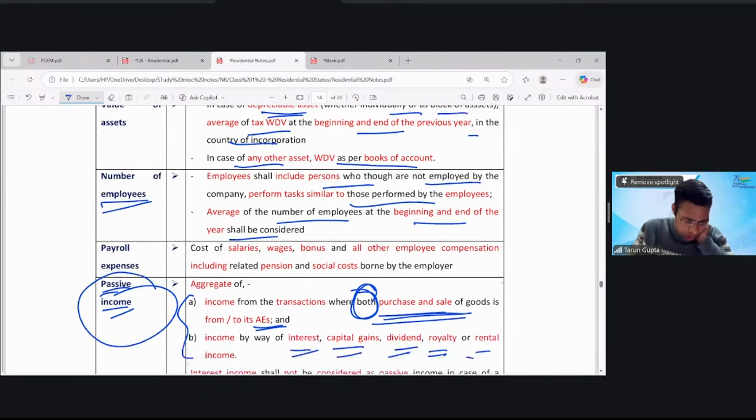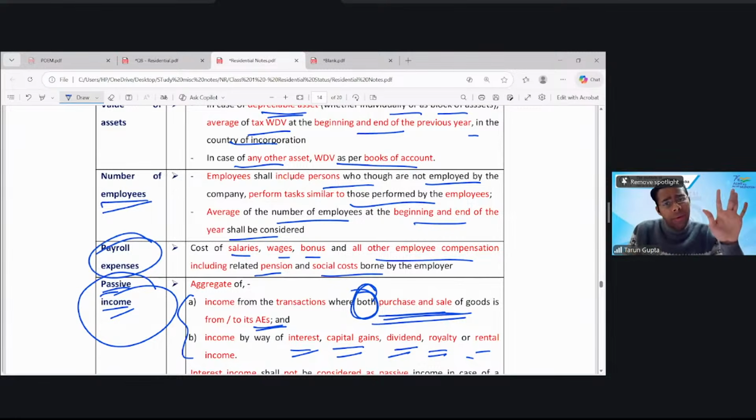Okay. Now payroll expenses. It means cost of salary, wage, bonus, and all other employee consideration, including related pension and social costs borne by the employer. So whatever the company is bearing on account of that employee is included as a part of payroll expense.